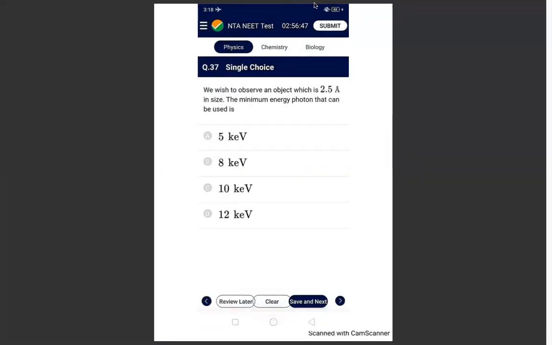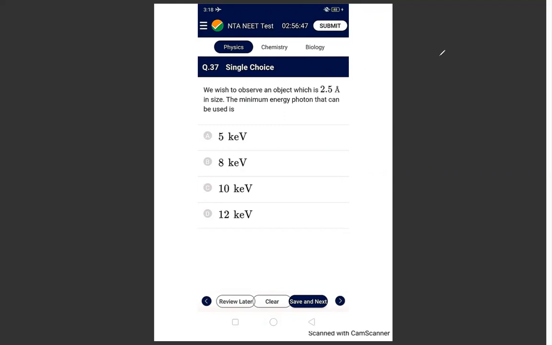We wish to observe an object which is 2.5 angstrom in size. If we want to observe an object of any particular size, we are required to find out the minimum energy photon that can be used. You know that scattering should take place. For scattering to occur, the wavelength of the waves that are falling on it must be of the same order of magnitude or smaller than the size of the object.